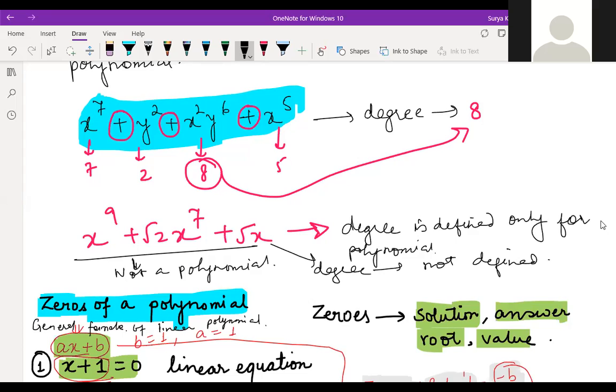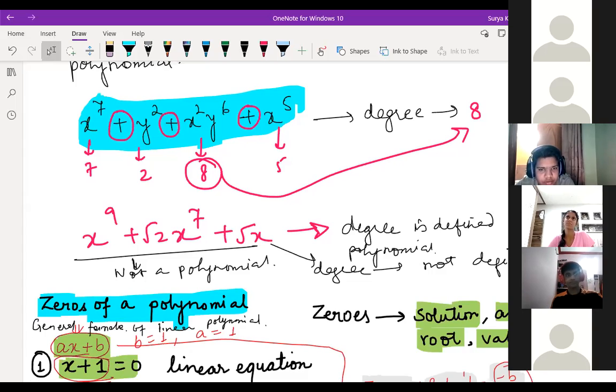Children, do you have any doubt till here? Till now what we have read: what are polynomials, the second part type of polynomials, and the third one degree of the polynomial. So in these 3 points, anyone having doubt? What are polynomials, degree of polynomial and type of polynomials. Anyone having doubt in 3 steps?